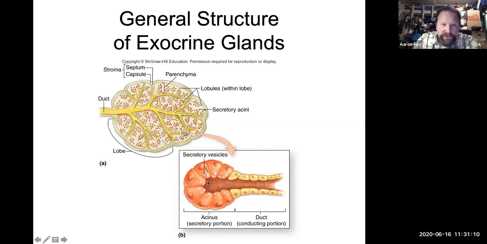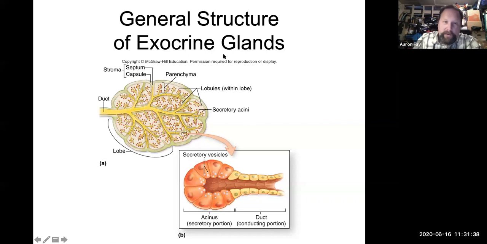Other large structures, the area that's drained by one of these main ducts, is called a lobe. So this structure here is a lobe. Lobes are subdivided into smaller structures called lobules. So this is also a lobe right here, and it can be broken down into one lobule, another lobule, and a third lobule.